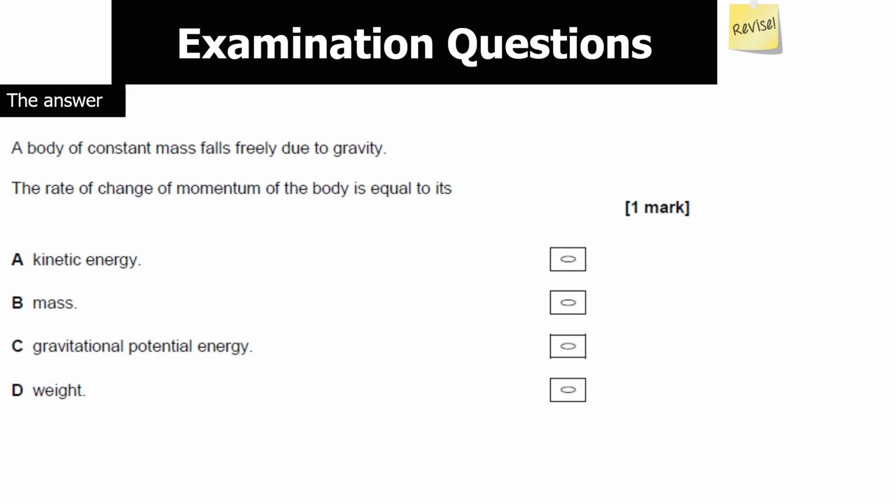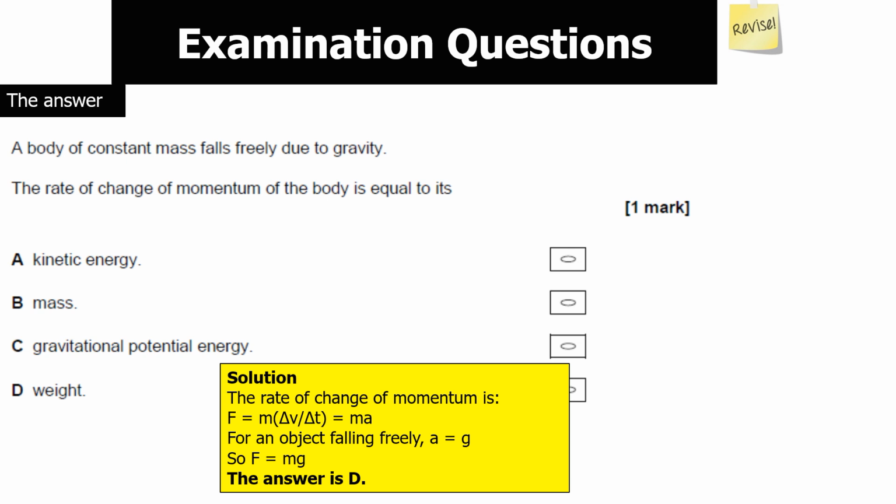Right, so we know from Newton's second law that the rate of change of momentum is equal to m times change in velocity over change in time, because it comes from F equals ma. Now we know that for an object falling freely, a will be equal to the strength of gravity g, so therefore F equals mg, and we know mg is also weight, so therefore it must be equal to the weight.